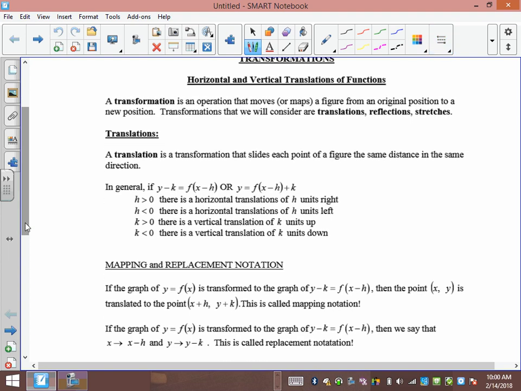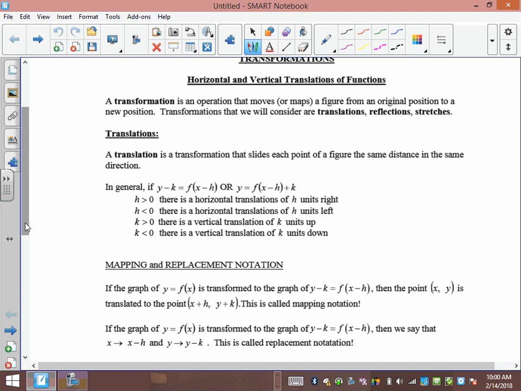Okay. Horizontal and vertical translations of functions. A transformation is an operation that moves or maps a figure from an original position to a new position. Transformations that we are going to consider are translations, reflections, and stretches.